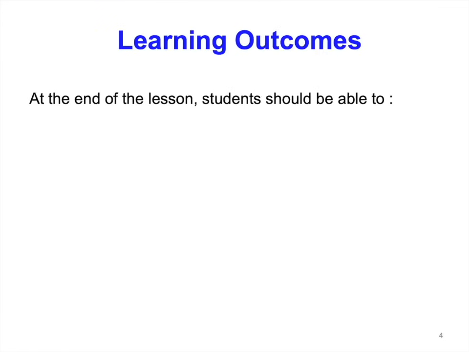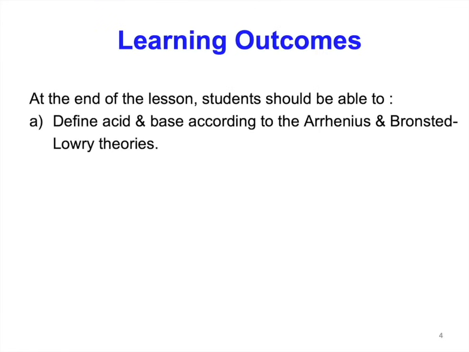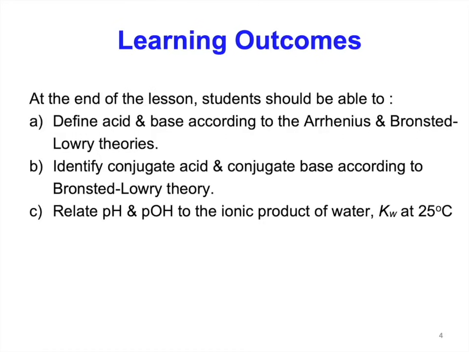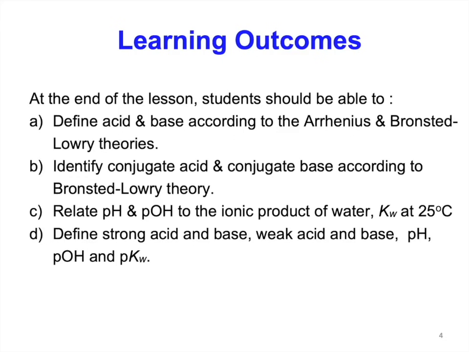So as the learning outcome, you should be able to define acid and base according to the Arrhenius and Bronsted-Lowry theories. Identify conjugate acid and conjugate base according to Bronsted-Lowry theory. Relate pH and pOH to the ionic product of water Kw at 25 degrees Celsius. Define strong acid and base, weak acid and weak base, pH, pOH, and pKw.